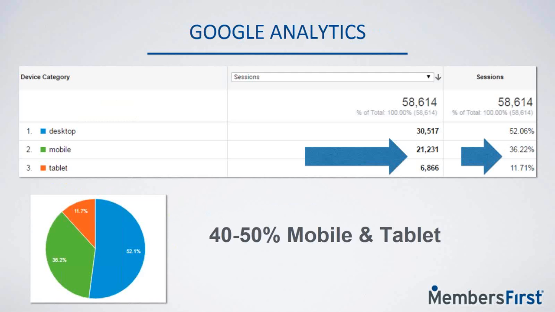Our MembersFirst team here tracks everything on your website through Google Analytics. The slide that you're looking at is actually a snapshot from one of our clients. You can see there's about a 50-50 split between visits to the website on a desktop computer versus a mobile device or a tablet. That mobile number that you see at almost 37% here is only going to continue to grow. That number has grown over the years. And of course, the easier you make it for your members and your visitors, the more attractive it will be to visit your site from a mobile device.